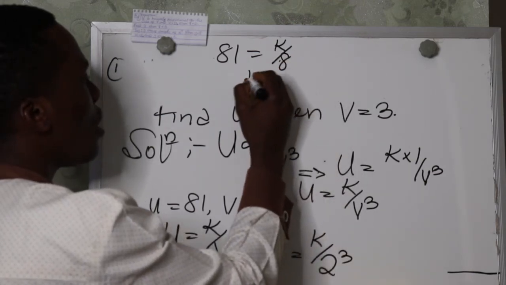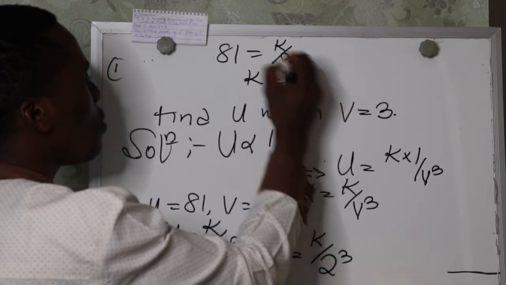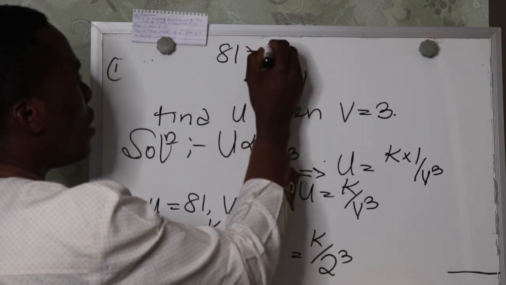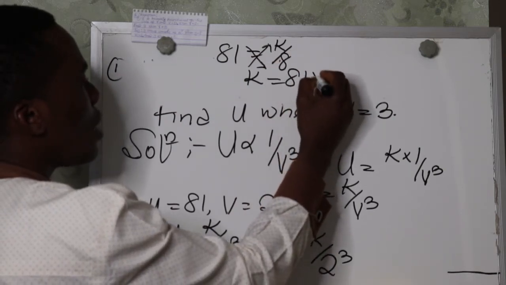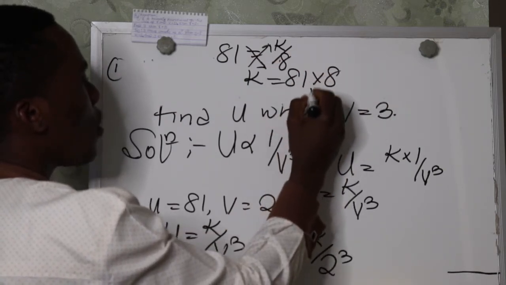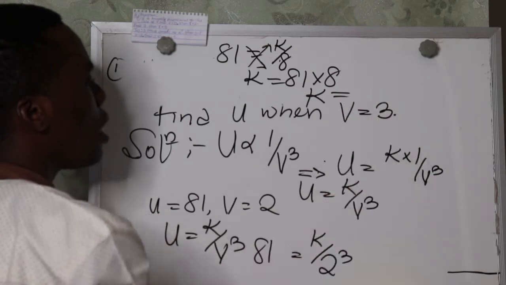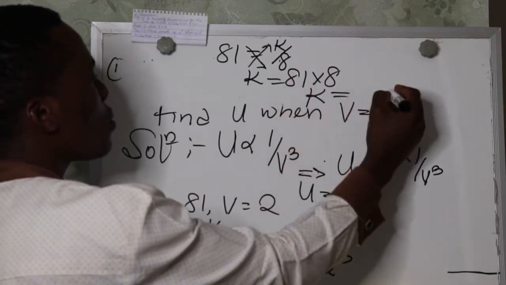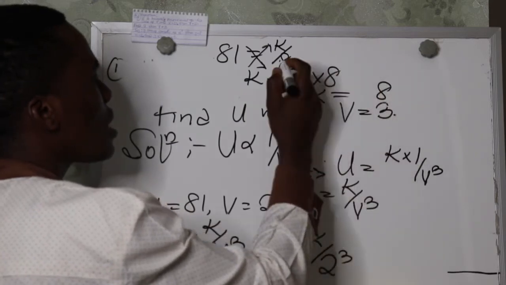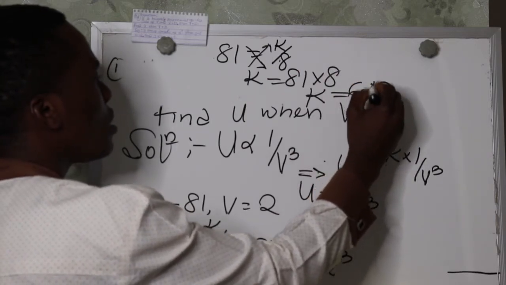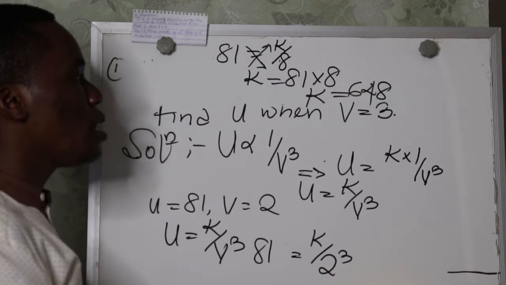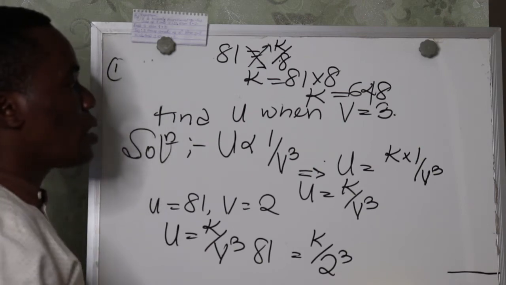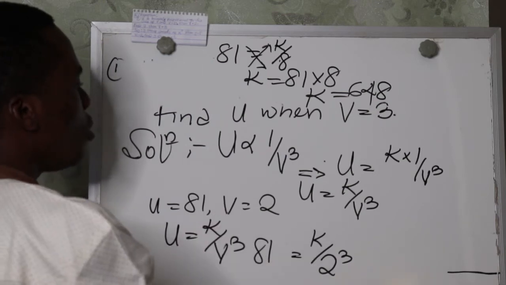So our k will be equal to 81, we cross multiply, 81 times 8. Now, k as a value will be equal to 81 times 8. 8 times 1 will give us an 8. Then 8 times 8 will give us 64. So that value will give us 648.